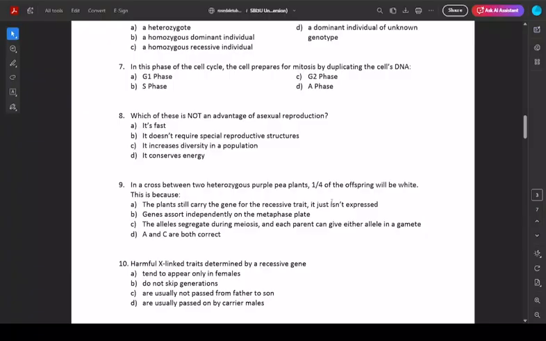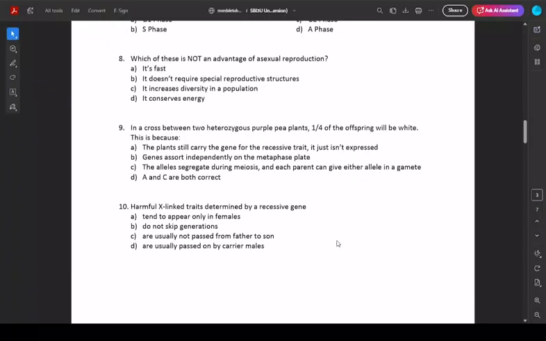In a cross between two heterozygote purple pea plants, 1/4 of the offspring will be white. This is because the plants will still carry the gene for the recessive trait, it just doesn't express. Okay, that's correct. Genes are stored independently on the metaphase plate. That is not true. The alleles segregate during meiosis, and each parent can give either allele in a gamete. Okay, so A and C are both correct.